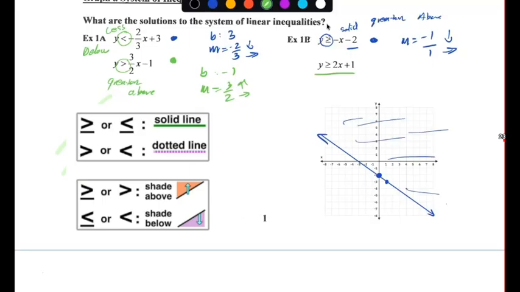Bottom one, my y-intercept is 1. We'll start at 1. My slope is 2. We'll make that 2 over 1. I'm going to go up 2, right 1. Like right there. It's another solid line. We see the equal to sign. And it's another greater than. We're going to shade above this one also.